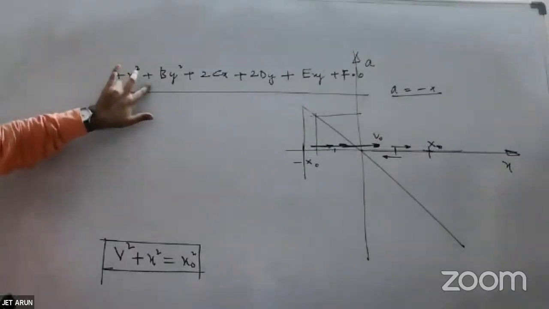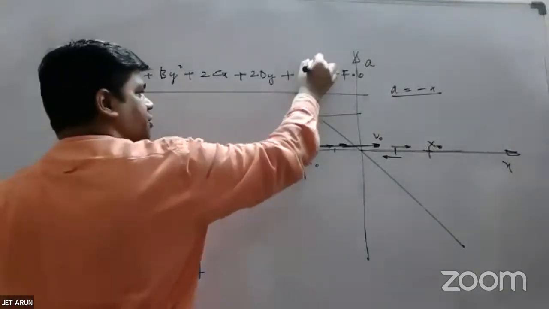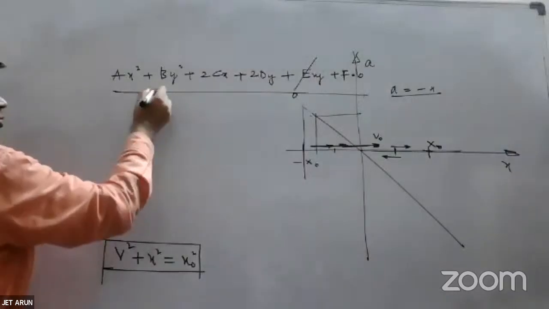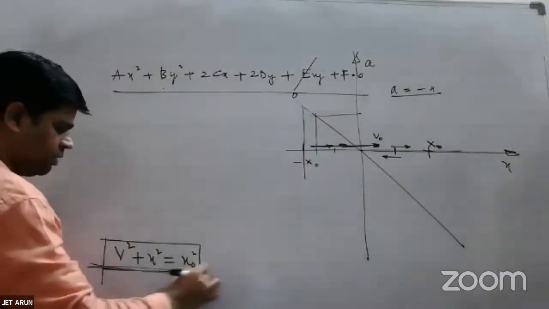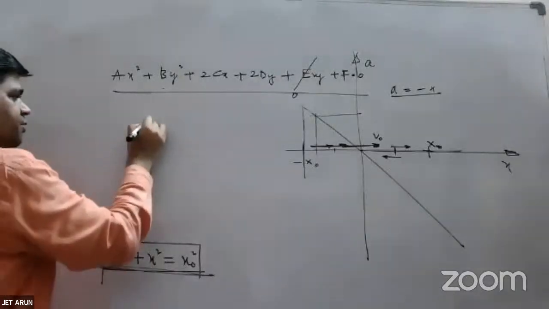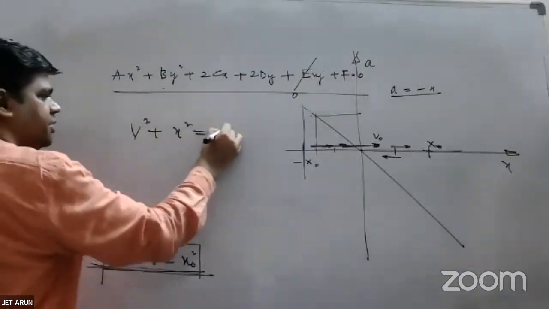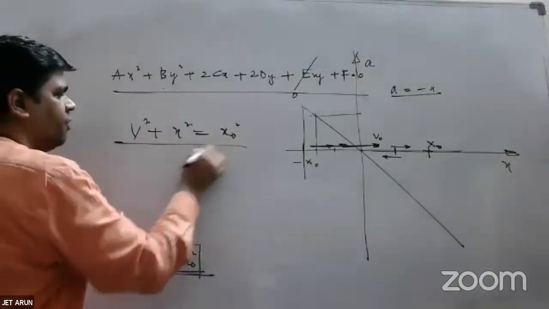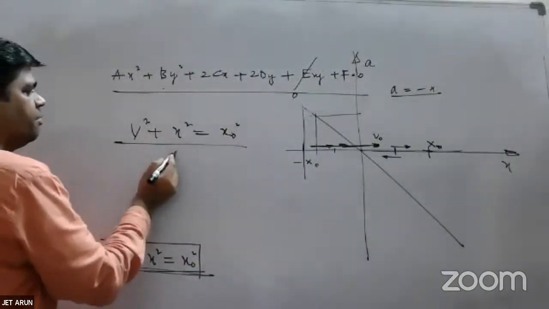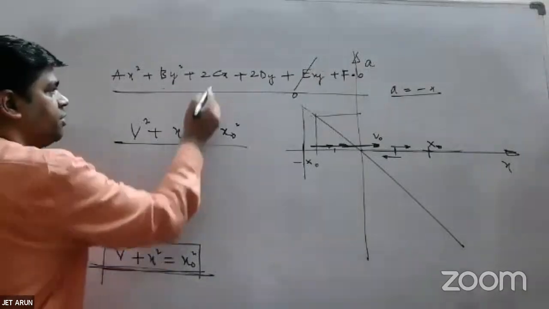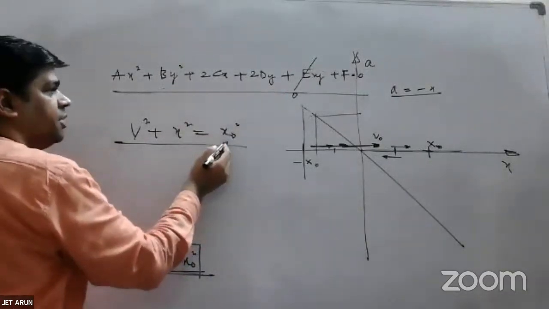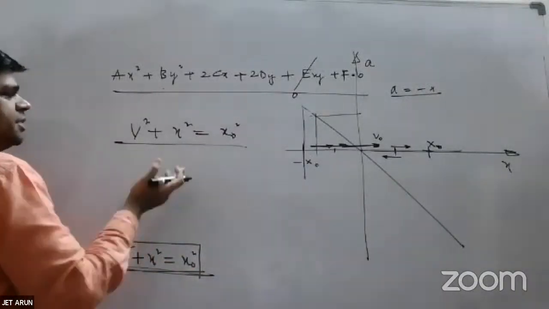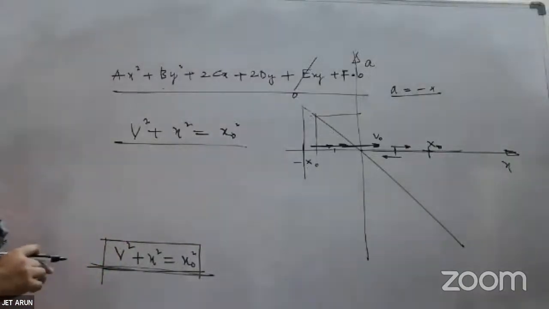In this, if a equal to b and the xy term is 0, then a equal to b means that's the equation of a circle. So I get v square plus x square is equal to x naught square. Looking at what form it is: ax square plus by square plus 0 plus 0 plus 0 is equal to f. Right. So this is deciding the radius and this is the circle.